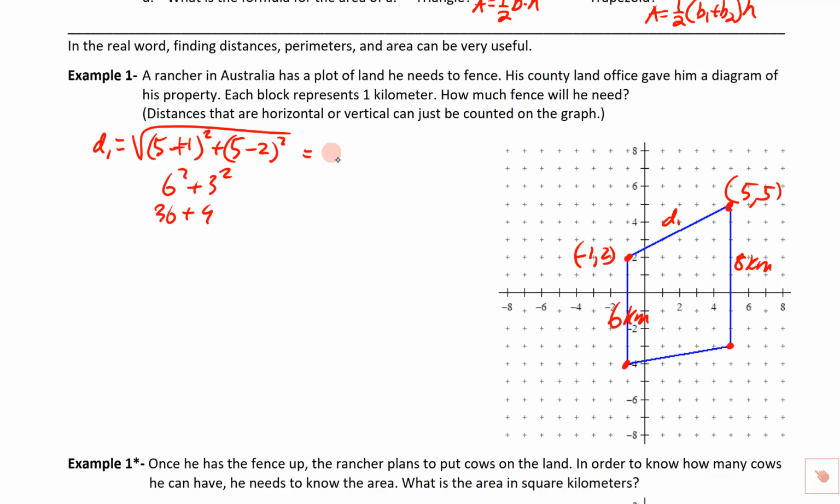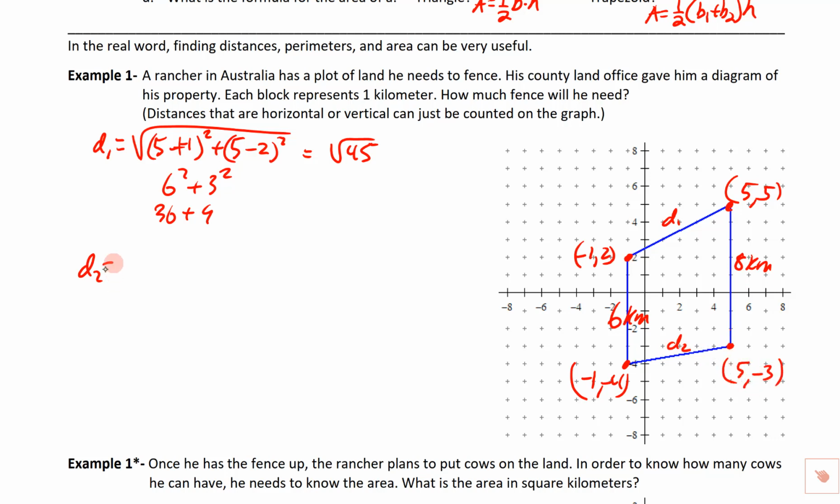So this is going to be the square root of 45. Okay. Now I'm going to leave that for the time being and let's find the other one. So let's label this as D2. So D2, we need these 2 points right here. So this is -1, -4. And this one is at 5, looks like -3.